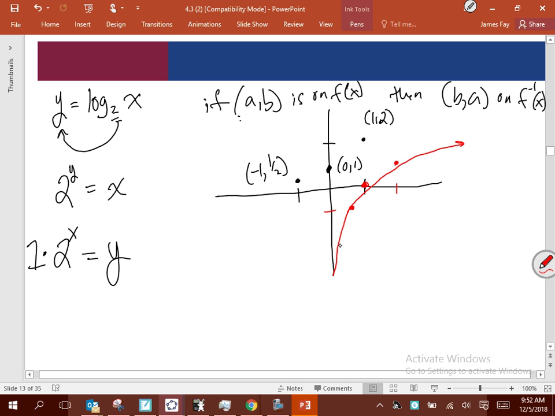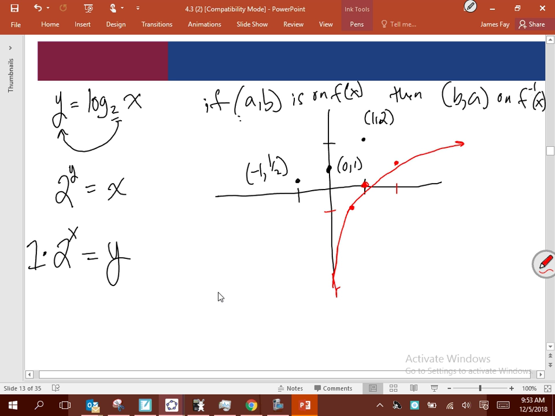And now an exponential, our 2 to the x had an asymptote that was the x-axis, right? Log base 2 of x is going to have an asymptote of the y-axis. Does that make sense? Okay. Because if I take the x-axis and reflect it across the line y equals x, it becomes the y-axis. Take my asymptote, reflect it across y equals x, it becomes the vertical asymptote. That is your y-axis.